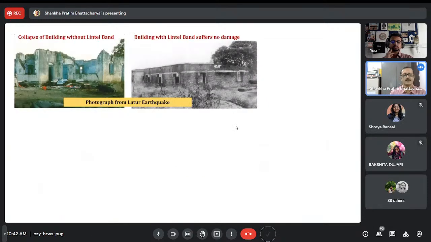Now, if you see this Latur earthquake photograph, the first photograph on the left-hand side is the collapse of a building because that building had no lintel band, or maybe a split lintel band or something like an arch kind of thing. There is no continuity. But in the second photograph, the same Latur area, it also experienced the same level of earthquake. The construction of the building is not that good. You see, it's a normal kind of thing, but it has a continuous lintel band which actually saved the building a lot. You can just compare.